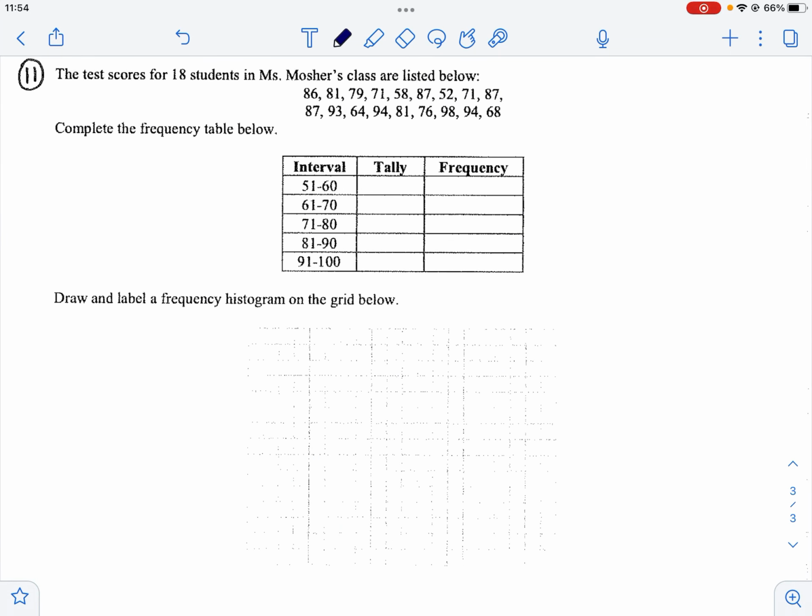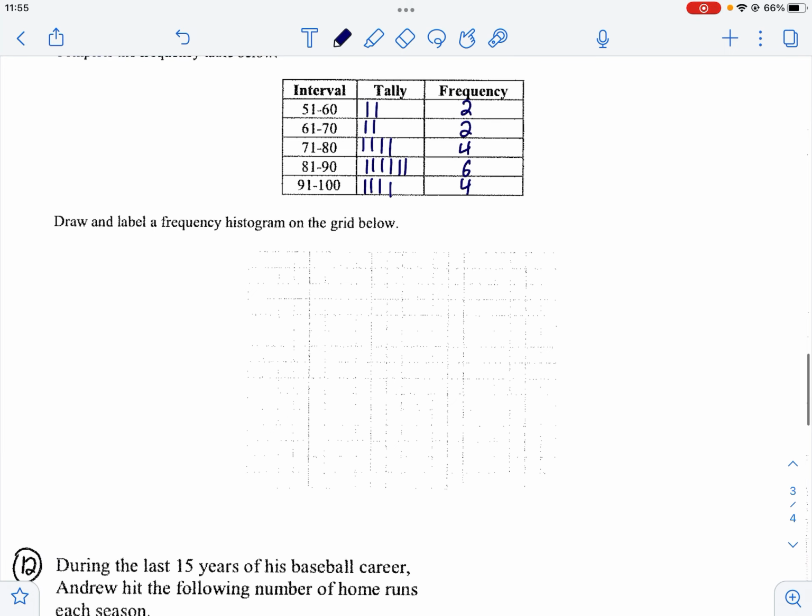Okay, next we're asked to create a frequency table and make a histogram. So as we go through each data point, we can add a tally in the appropriate part of the frequency tally chart. You'll know you've done it correctly if you have 2 values in the first interval, 2 in the second, 4 in the third, 6 in the fourth, and 4 in that last interval from 91 to 100.